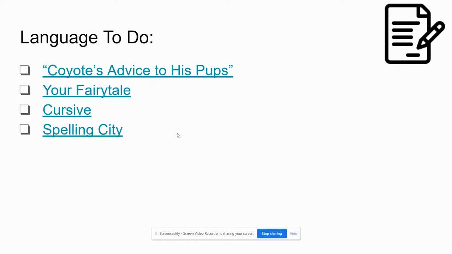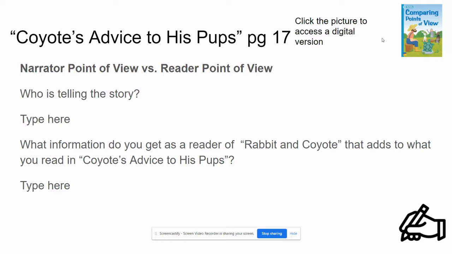Today we're doing Coyote's advice to his pups. This should be a link to the story right here if you don't have your book. If you do have your book, it's on page 17. It's talking about the narrator's point of view versus the reader's point of view. Who is telling the story, Coyote's advice to his pups? Who do you think is telling the story based on the title and what you read in the story?